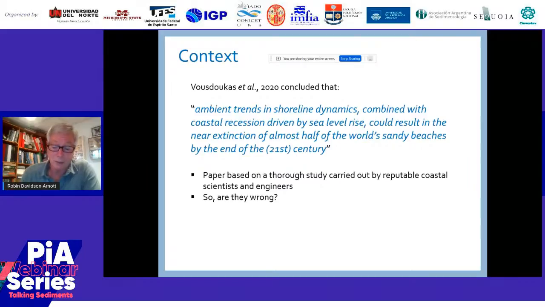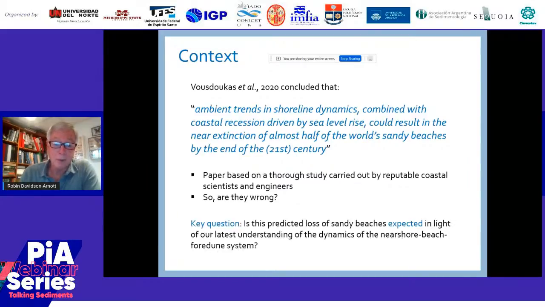And so you have to ask yourself, are they wrong? And if they are wrong, why are they wrong? So for me, the key question is this: is the predicted loss of 50% of the sandy beaches something that we would expect, given what we understand about the dynamics of the nearshore beach and the beach foredune systems? So that's really what this talk is all about.